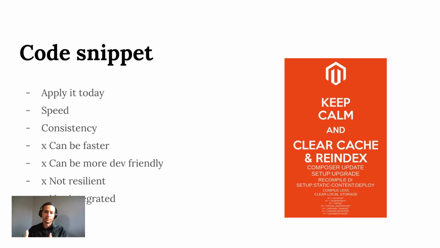After working with some companies, detect this and apply the code snippets. So it was easy to apply, and we can apply it today because it's just code snippets. Also, it creates speed during the process, optimizing the process a lot. It creates consistency, but the issues are that it can be faster, it can be more dev friendly, and also it's not resilient, and it's not integrated.